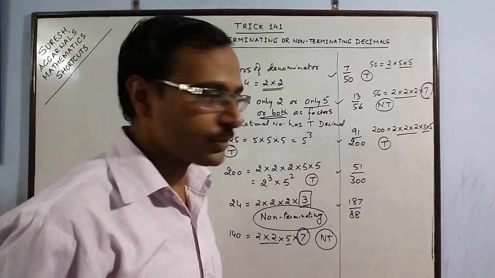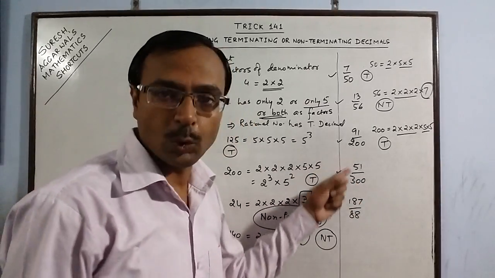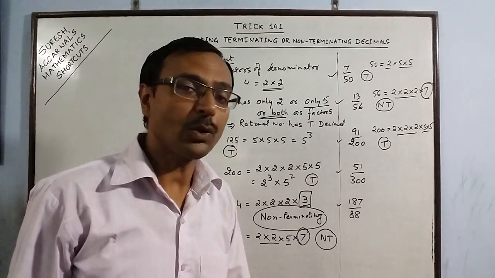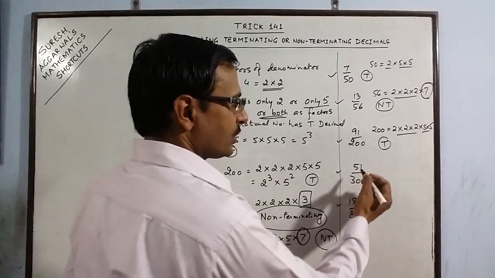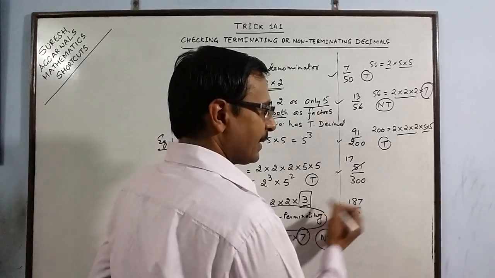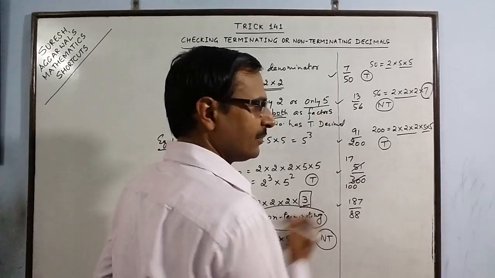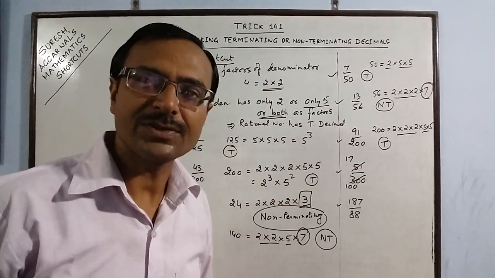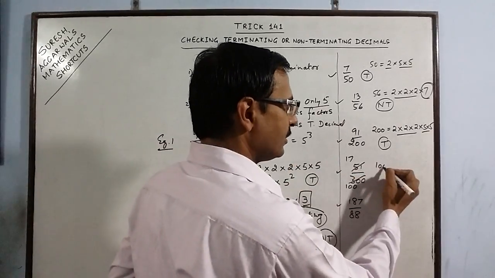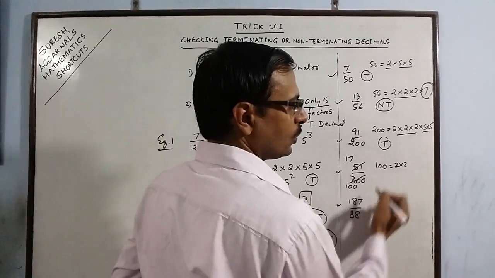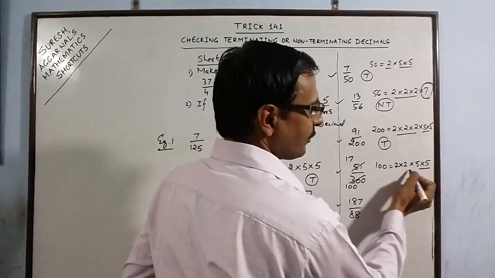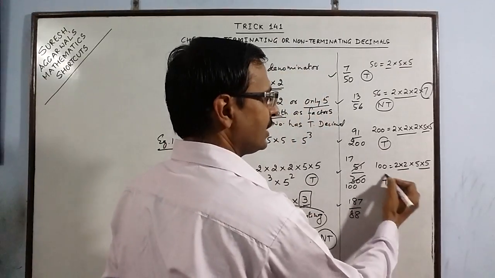51 upon 300. Now see, 51 and 300 are not co-prime. Actually there is a common factor 3 between them. So we need to cancel out that common factor first. So 17 3s are 51 and 100. So 17 upon 100 are now co-prime. Now make factors of the denominator. 100, 2 into 2 into 5 into 5. So only 5s and 2s now. So it has a terminating decimal.